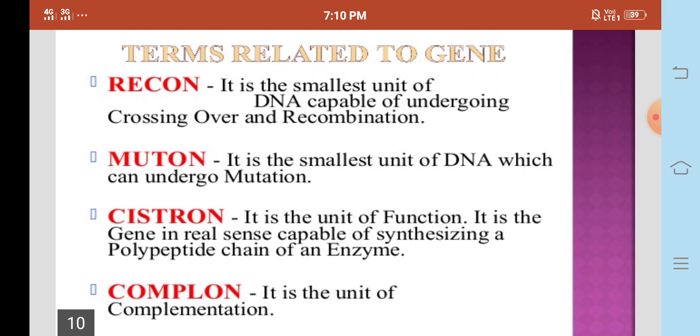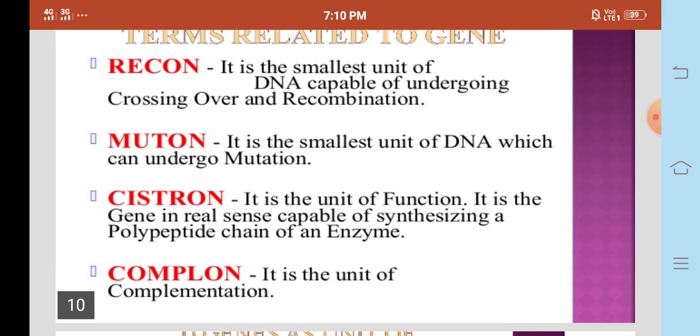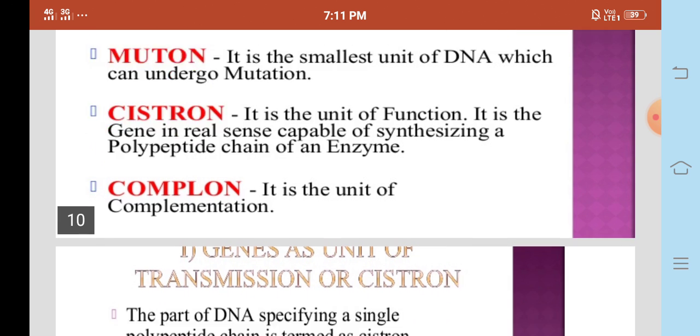Terms related to gene. Recon: it is the smallest unit of DNA capable of undergoing crossing over and recombination. Muton: it is the smallest unit of DNA which can undergo mutation. The first is crossing over and recombination, and the second can undergo mutation. Cistron: it is the unit of function. It is the gene in the real sense, capable of synthesizing a polypeptide chain of an enzyme. Complon: it is the unit of complementation.